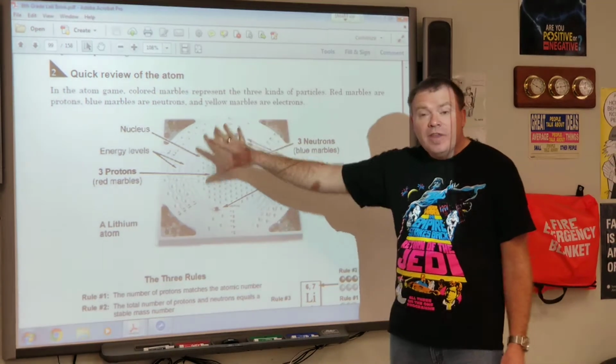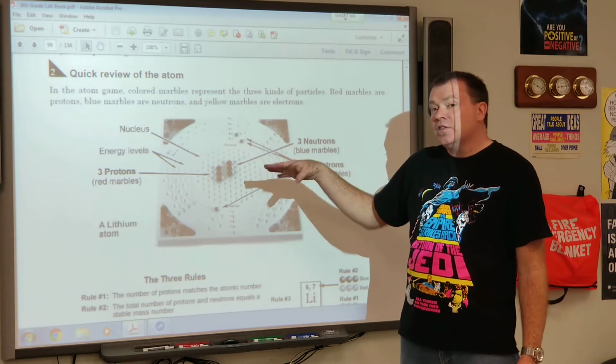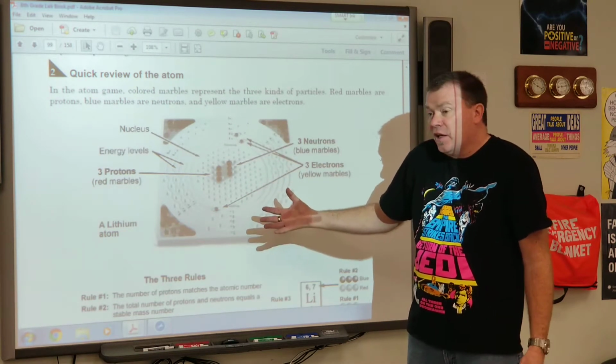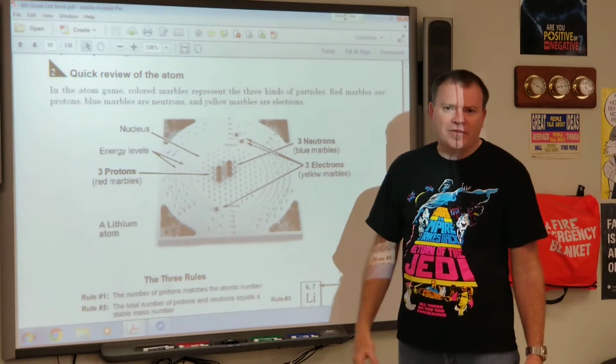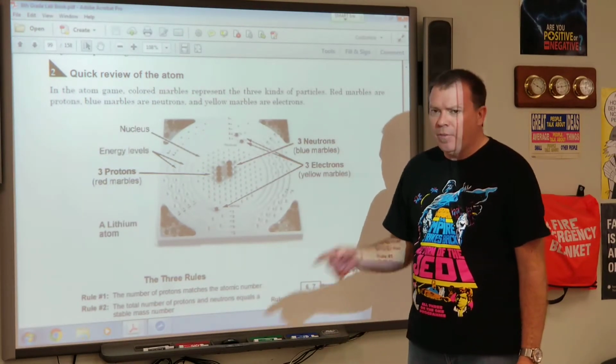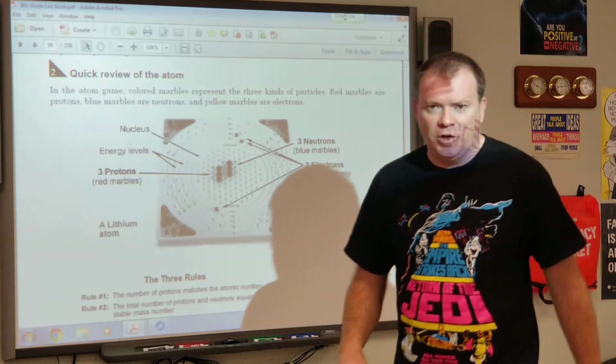So today you're going to be playing with the atom game. Now you don't have these at home, so I'm going to give you some instructions to make one yourself. It's really not going to be that hard. The biggest thing you won't have are marbles, but you don't have to have marbles to play this game. Okay, so I'm going to pause the video for a minute and I'll explain what I would like you to do.